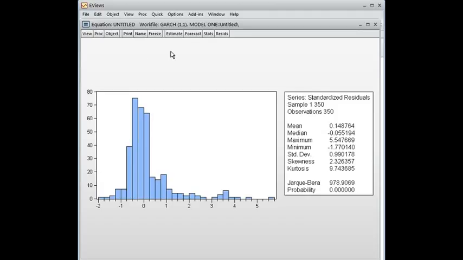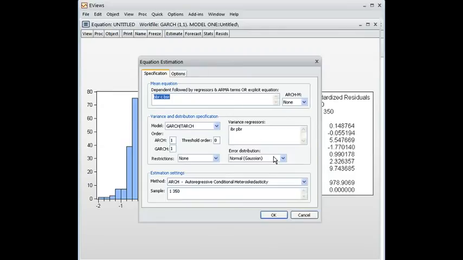Now we check the second type of error distribution, which is the Student's t distribution, and see that model. I go to Estimate, and the normal one I have already checked. Now I choose the Student's t with fixed degrees of freedom as the error distribution.